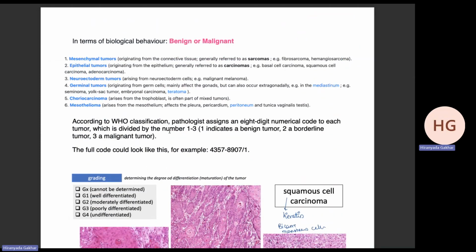According to WHO, this classification or the typing of tumor is done by the pathologist, and the pathologist basically assigns an 8-digit numerical code to the tumor, which is not important. You just need to know the number 1 to 3, wherein 1 indicates a benign tumor, 2 is a borderline, and 3 is a malignant.